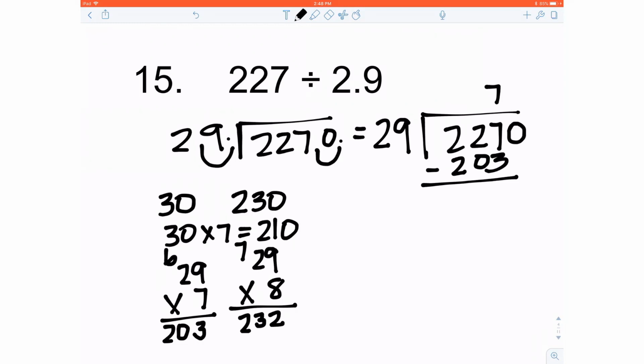We're going to subtract these lovely numbers. 7 minus 3 is 4. And 2 minus 0 is 2. Okay, now we're going to bring down our 0. 29 goes into 240. We know it's going to be about 8 times, right? Because of what we did over here. So let's put an 8.